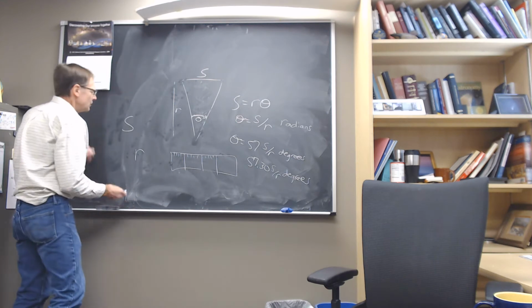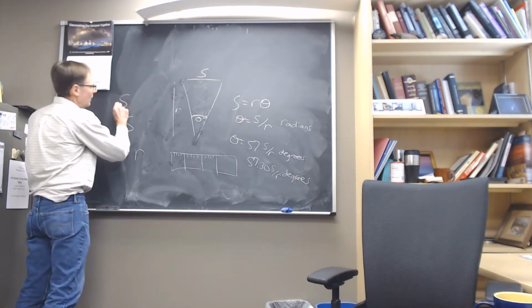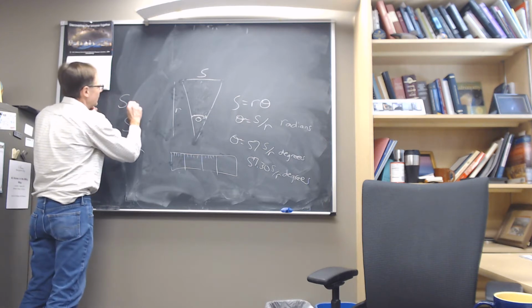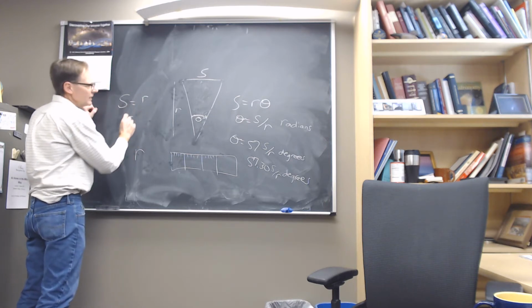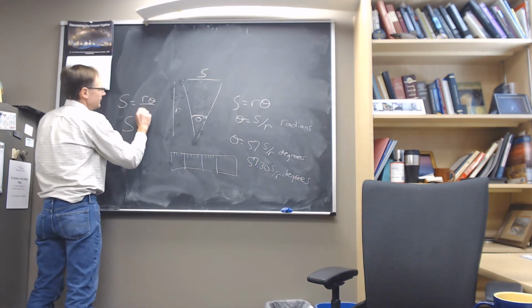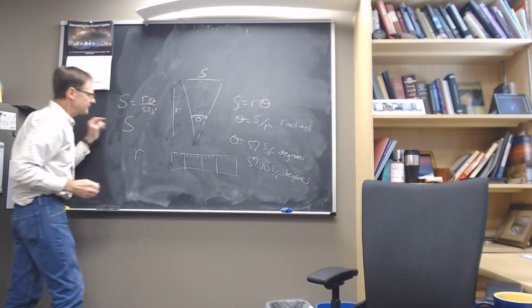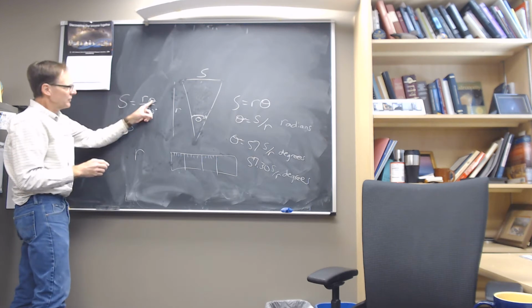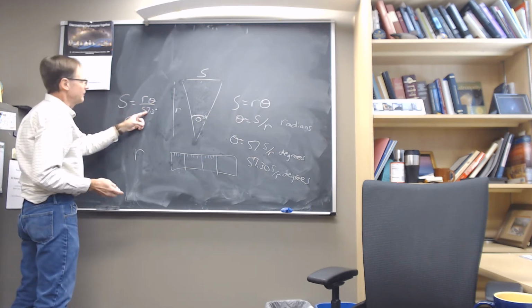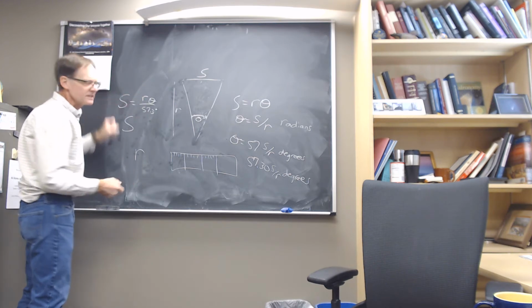So now you're going to determine S. S is equal to R theta divided by 57.3. You measure the angle theta in degrees with your strip, and you divide it by 57.3. You multiply by your distance, and that's S.